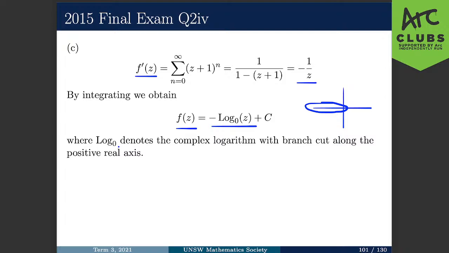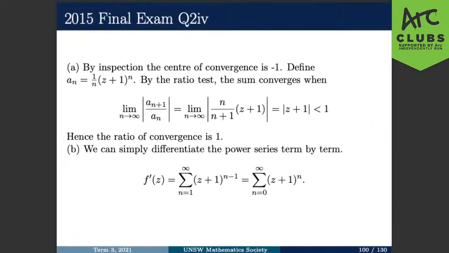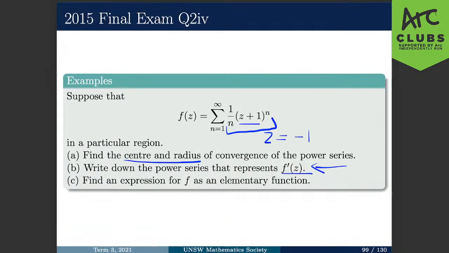Other than that, all we really need to do is find the constant and then we're done. As usual, to find the constant, I want to sub in some value where I know what f(z) is. As usual with power series, if I sub in z equal to -1, this thing here would be 0, and all of these terms will be gone. So we actually know from this power series expression that f(-1) is 0.